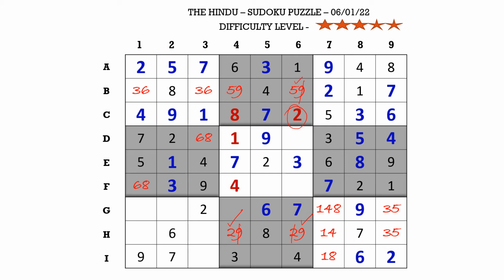So B4 takes 9. In column 4, the only missing number is 1. In the 8th block, the only missing number is 1. In the column, the only missing number is 5. In the 5th block, the missing numbers are 6 and 8.